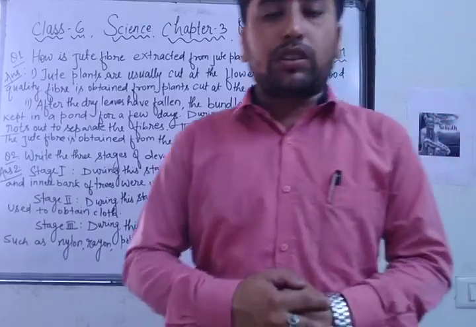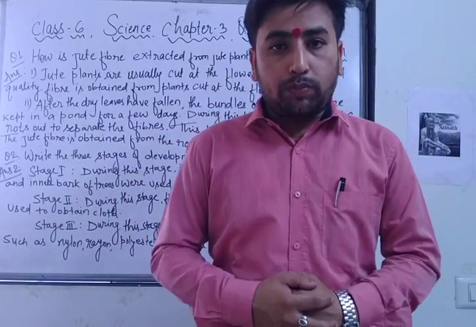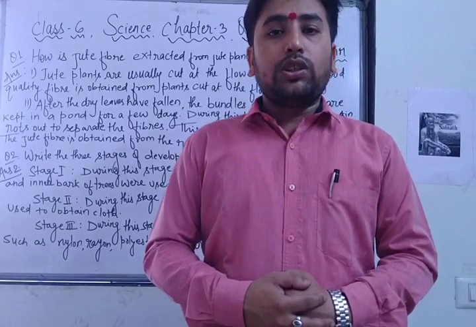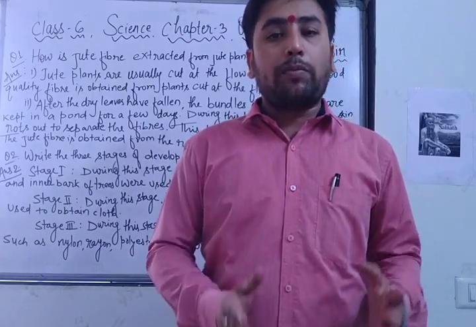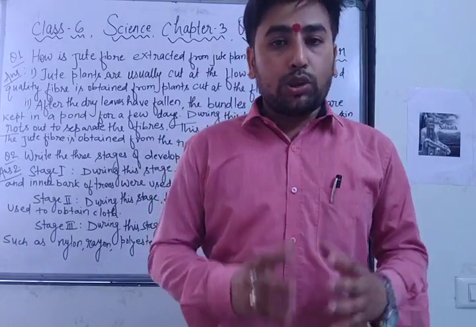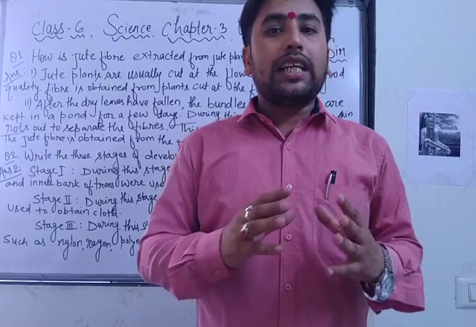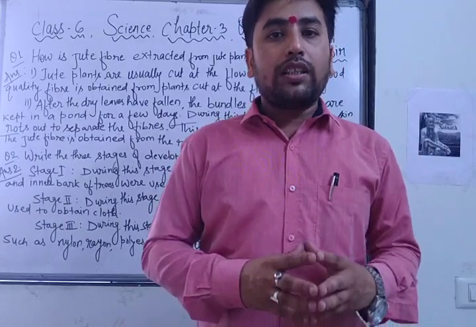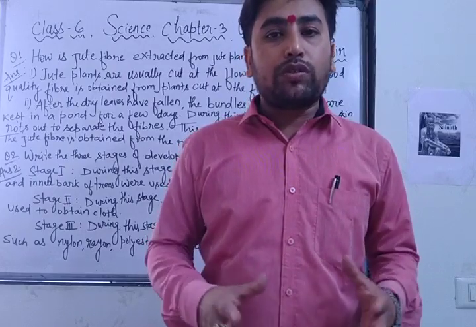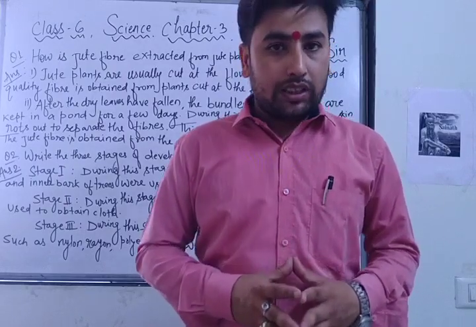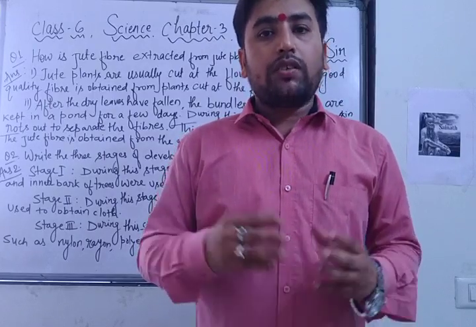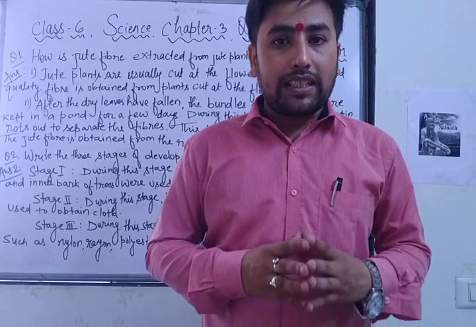The second point wants to say that after the jute plants are cut at the flowering stage, we have to keep these jute plants in ponds or rivers. As we keep these jute plants in ponds or rivers, their gummy skin starts rotting, and this process is called retting because it removes the outer skin. When the retting process is complete, the jute fiber can be separated by hand.